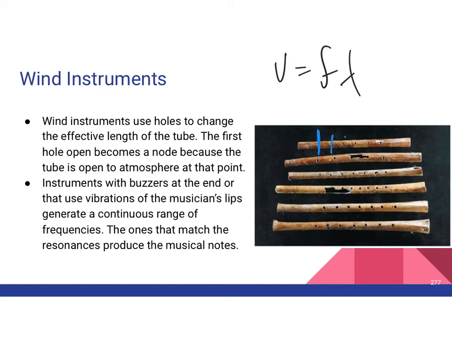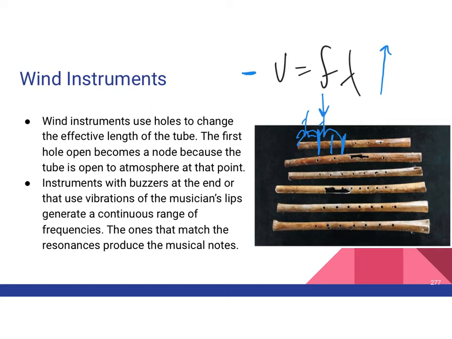The more holes I push down, here was my initial wavelength. Now from this one to when I have 3 holes down, here's my next wavelength. So as I make that wavelength longer and longer before it can come out, the velocity stays the same, so my frequency is going to get lower and lower, meaning a lower pitch. So when I have wind instruments, I push buttons down, and therefore I make them longer.